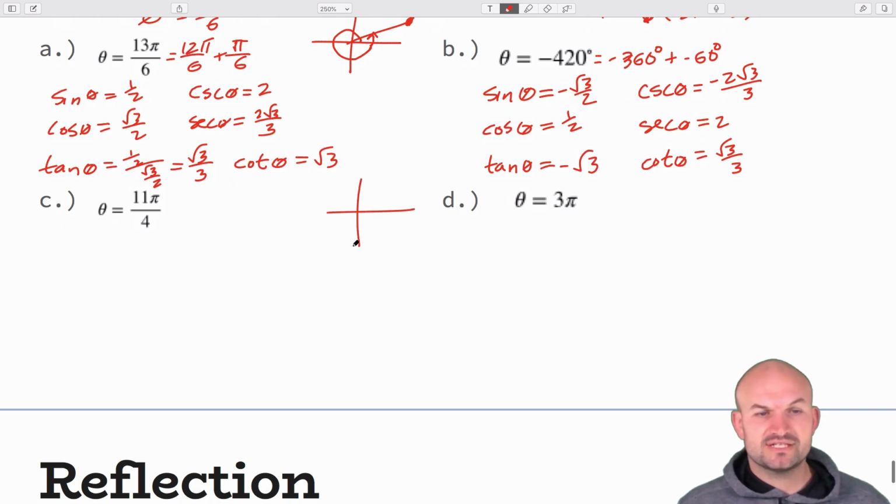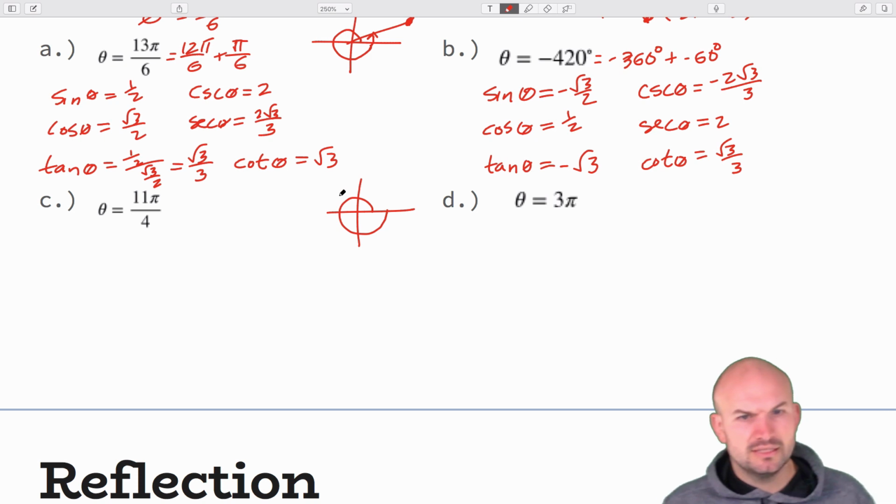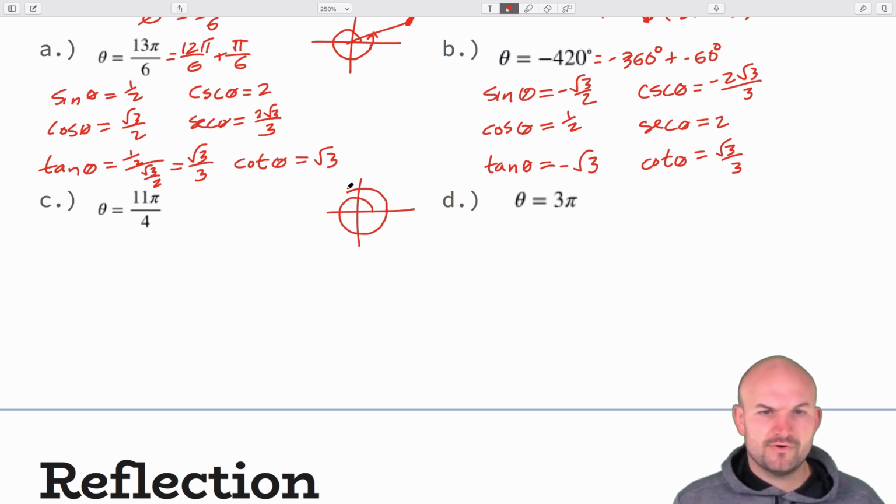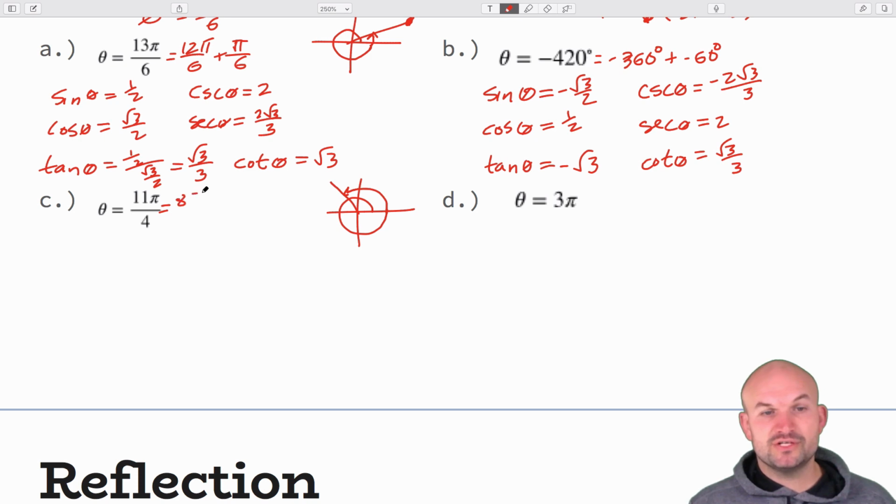All right, let's do another one, 11 pi over 4. So 11 pi over 4, it's going to be in the positive direction. Well, here is 8 pi over 4, right? And then you could do 9 pi, 10 pi, 11 pi. 11 pi right there. So an extra 3 pi over 4. All right, or we could just write that as a revolution, 8 pi over 4 plus 3 pi over 4.